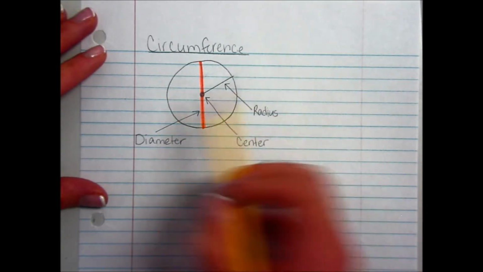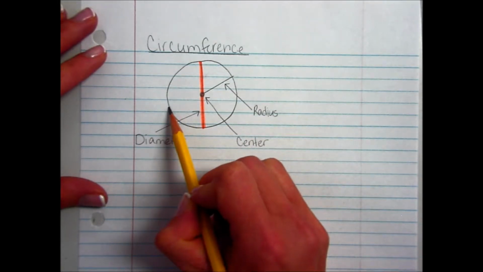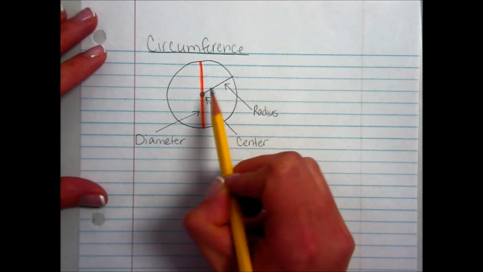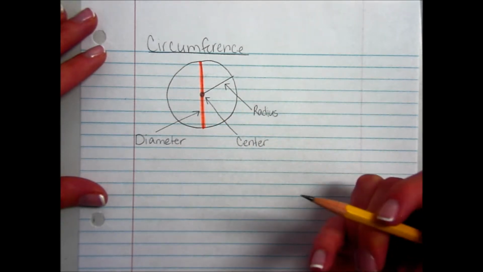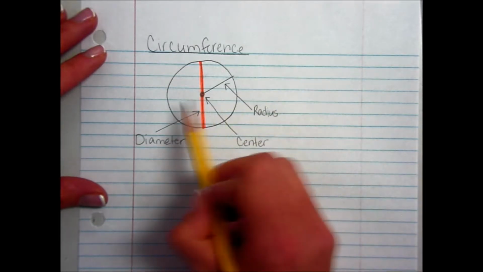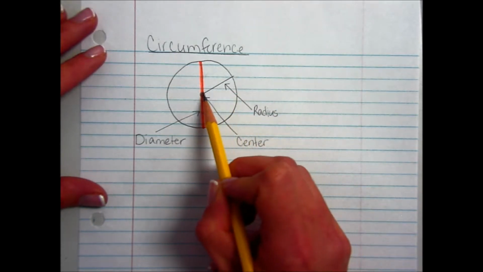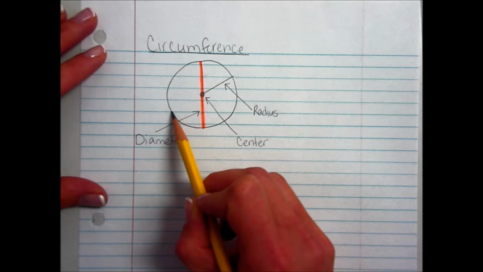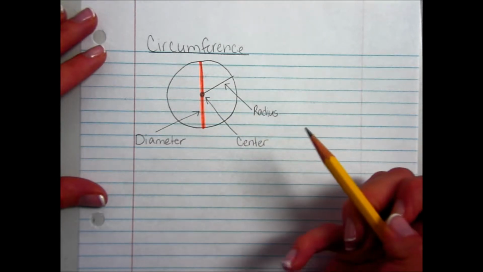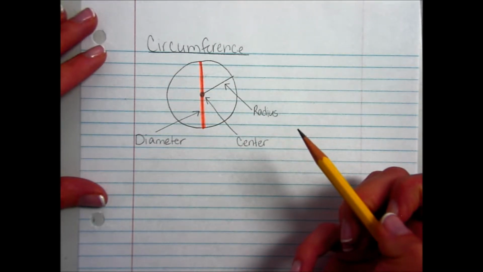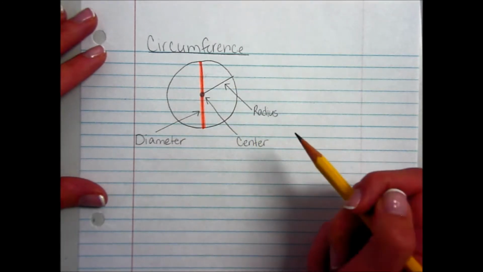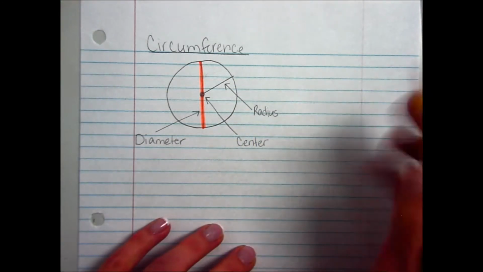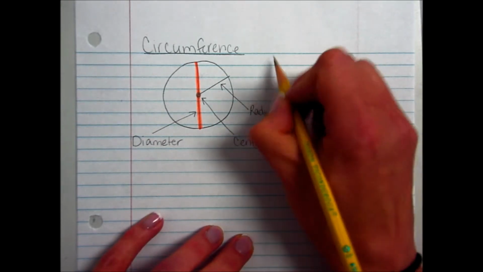Now, as long as I go from edge to edge and cross through the center, I could draw another diameter on the circle. So I could extend this radius all the way to this edge, and that could be called a diameter as well. So as long as the line goes from edge to edge and crosses through the center, it is a diameter. Okay, so let's define some of these words.